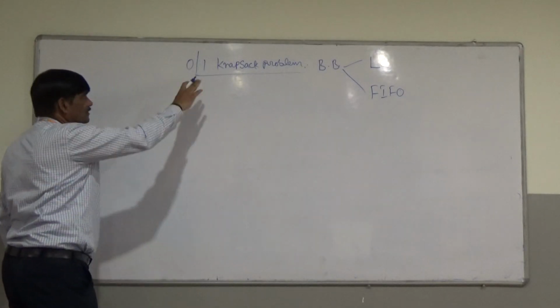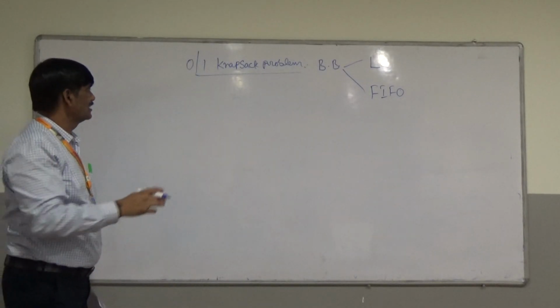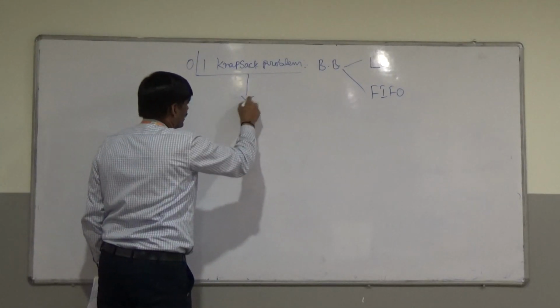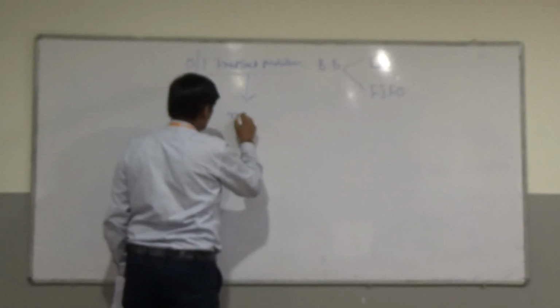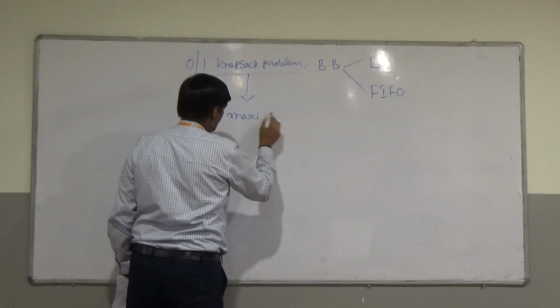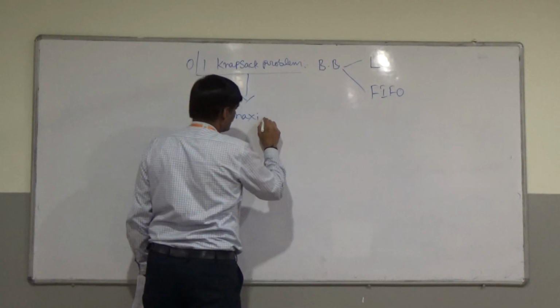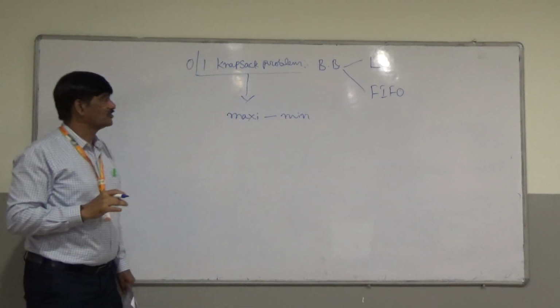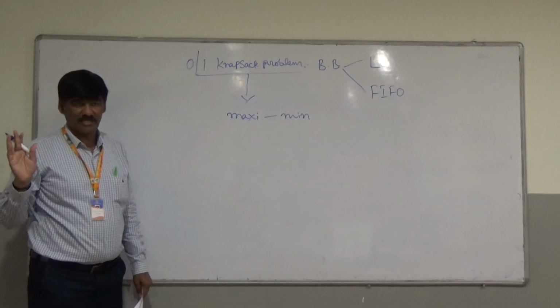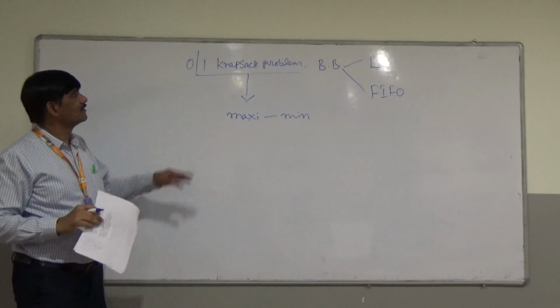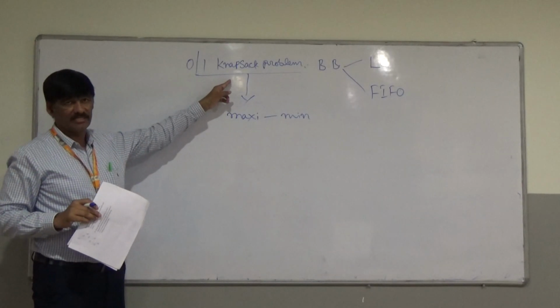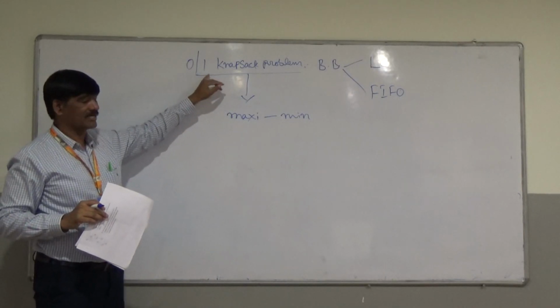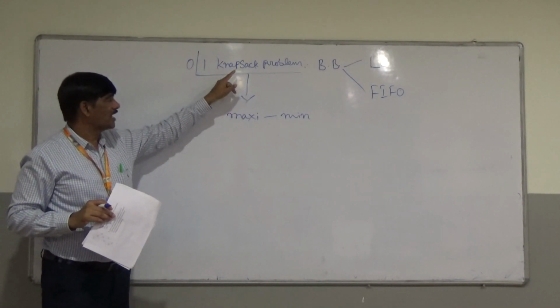In the 0/1 knapsack problem, generally the main goal is to maximize the profit and minimize the weight. So that is the main concept: maximize the profit and minimize the weight. This is the concept in the 0/1 knapsack problem or the normal knapsack problem. Here the difference is between the 0/1 knapsack and the normal knapsack problem.